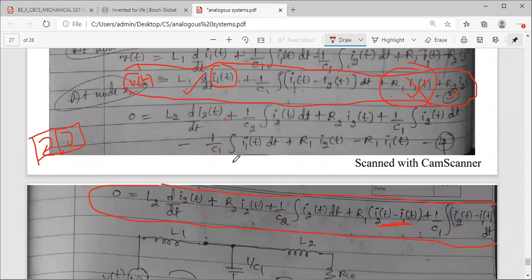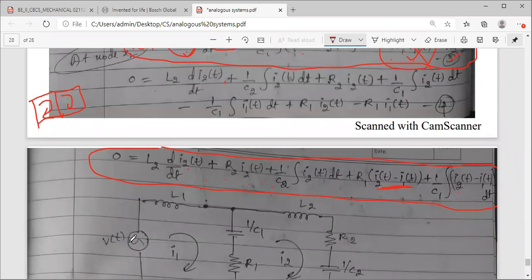So if you analyze the first loop, you will get only the L1 term, only L1 will be connected along with your voltage source. So see, there is a voltage source and purely only L1 is one element you should connect in the first loop.